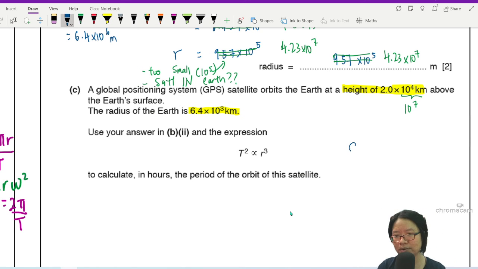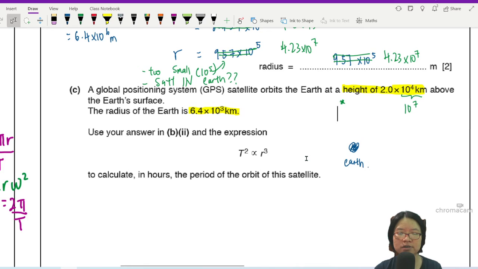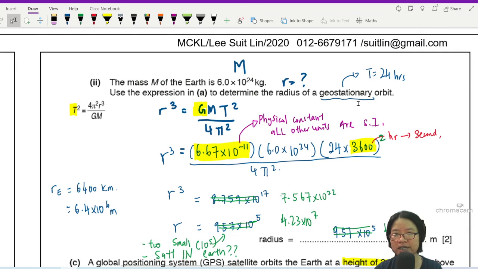So here what we have is Earth in the middle. I'm going to label this as our Mother Earth. You will have two satellites. One is pretty far away, 4.23 times 10 to the power of 7. So this is the radius of orbit, my friends. Okay, radius of the orbit.